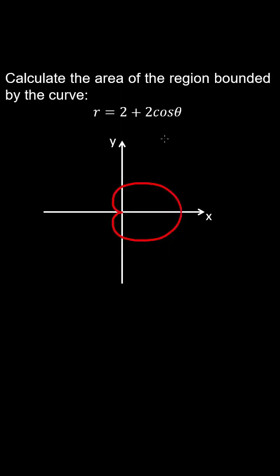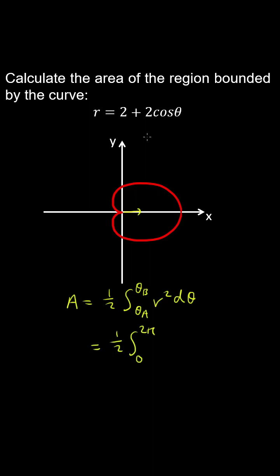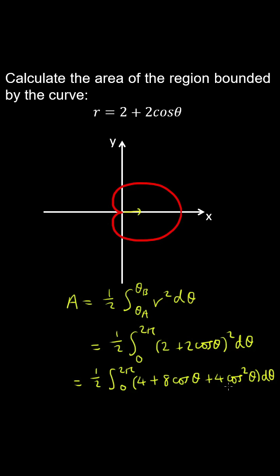Let's calculate the area of the region bounded by this cardioid. Let's write out the area integral. So for this cardioid, we're integrating from theta equals 0 all the way around to theta equals 2 pi, and our radial function is 2 plus 2 cosine theta. And now we can expand and simplify this, and you can use your double angle trig identity to simplify this term and evaluate the integral, and that's going to give you the area bounded by this cardioid.